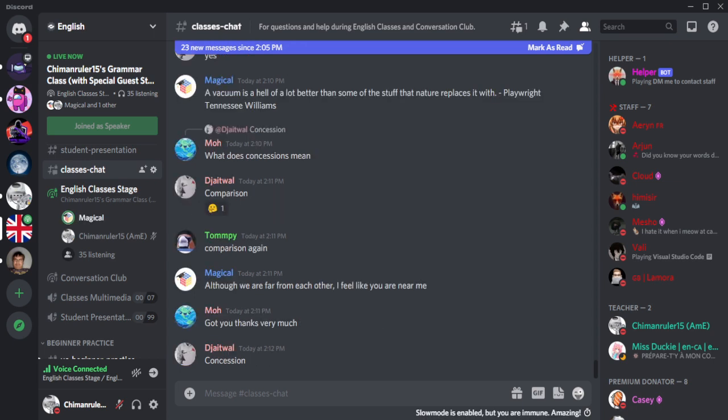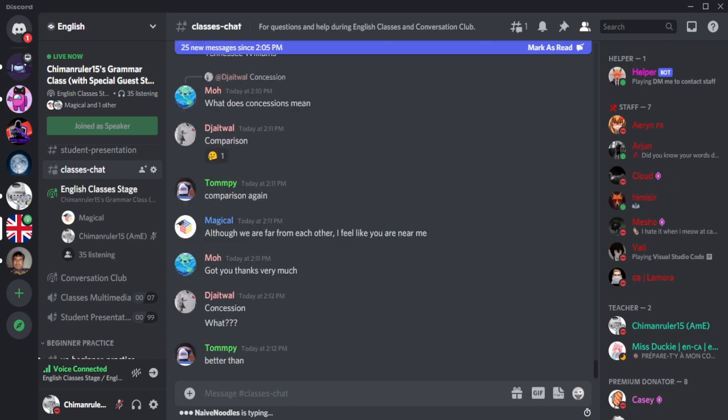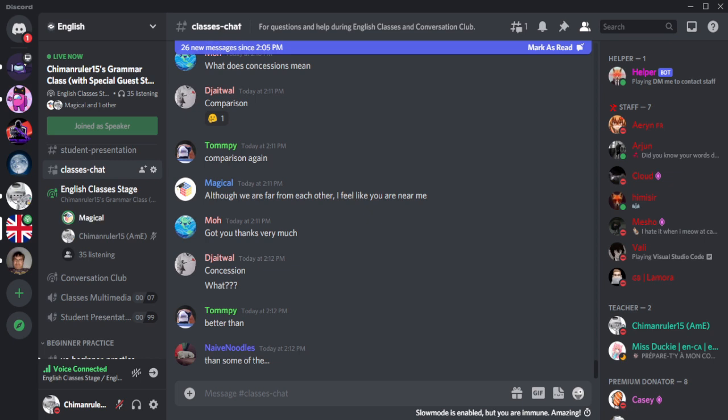As said by Tompi and Jaiswal, yes, it is again an adverbial clause of comparison. Can you show me what is the adverbial clause? Can you type the adverbial clause or just copy-paste it? Better than no. It is than some of the stuff that the nature replaces it with. All of it is the adverbial clause.